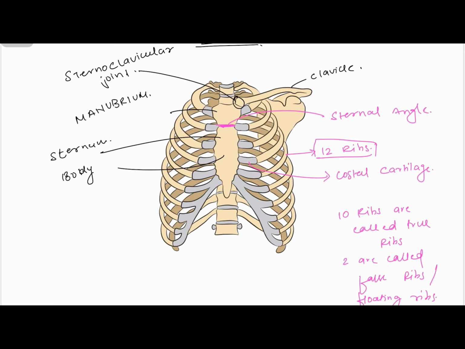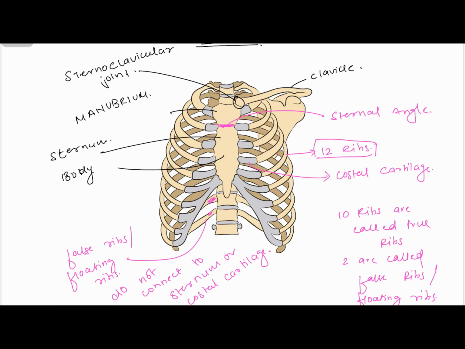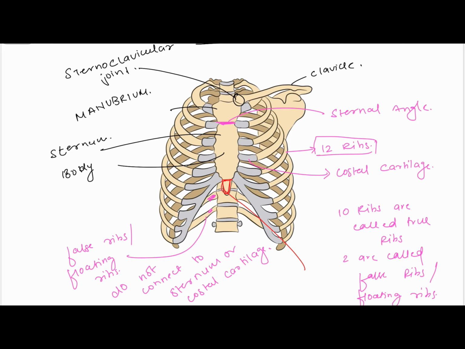We call the 11th and 12th ribs false ribs or floating ribs because they are not connected directly to the costal cartilage. They float in the abdomen. The 10 ribs are called true ribs because they are directly connected to the costal cartilage. This is a small bone called the xiphoid process, which is connected to the sternum.